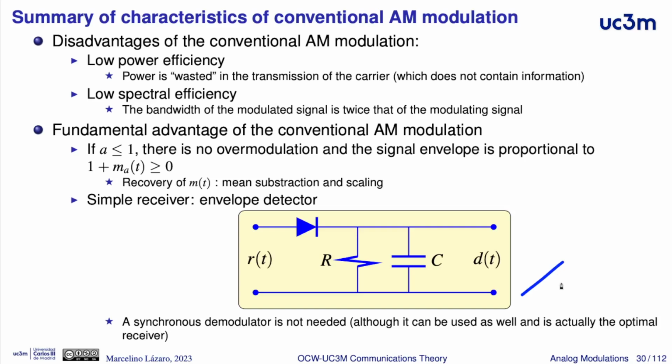And the implementation of an envelope detector is really simple. A diode to rectify the signal, and then a low-pass filter that can be implemented with a resistor and a capacitor is enough to implement an envelope detector. This is one of the main advantages of the conventional AM modulation. It is possible to use a very simple detector, an envelope detector, to recover the modulating signal.